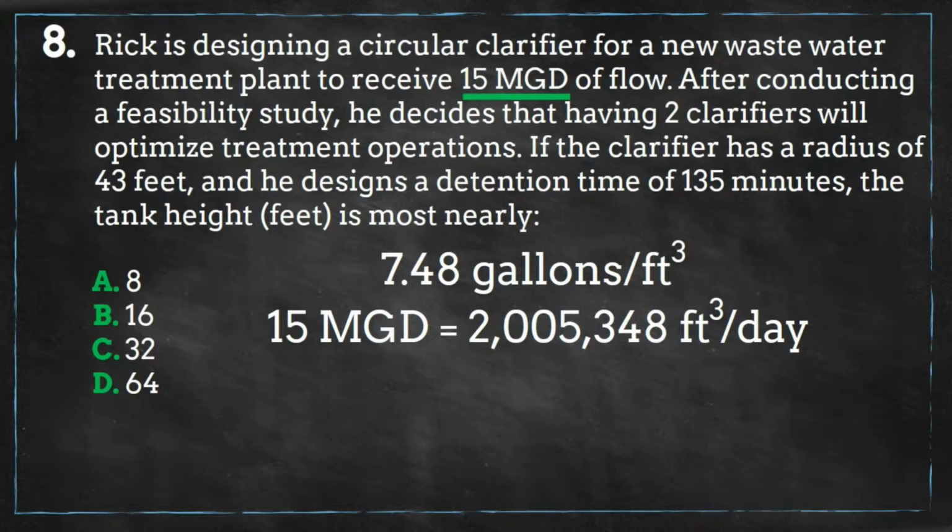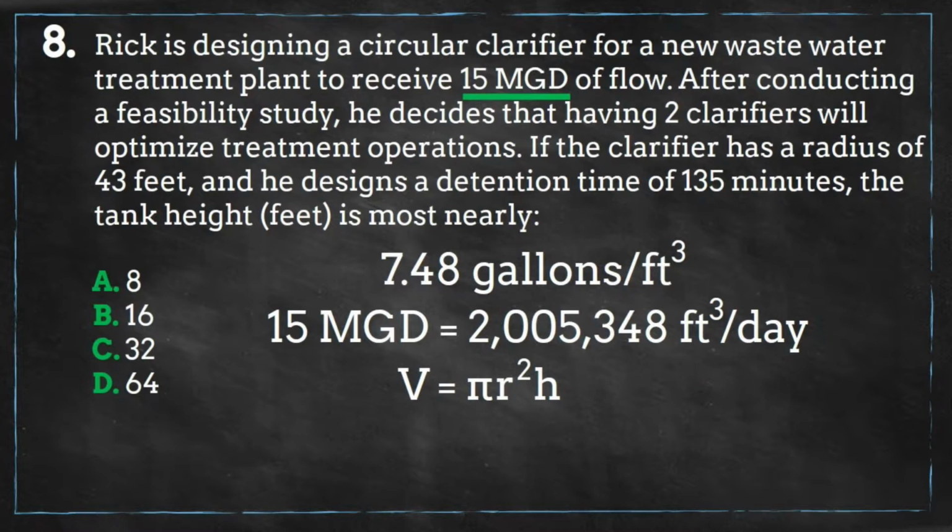Next, let's look at the volume equations and see if we can figure out a way to solve for the tank's height. So with a circular clarifier, we essentially have a cylindrical tank, and the equation for the volume of a cylinder is the product of pi, the tank radius squared, and the height of the tank. Another way to look at this is the area of the circular surface of the tank multiplied by the height.